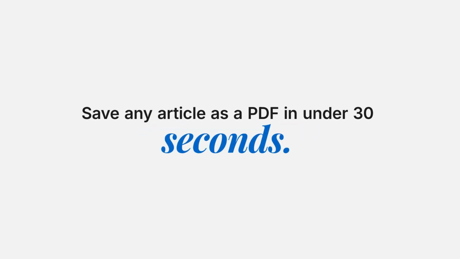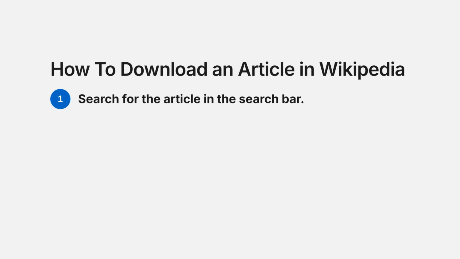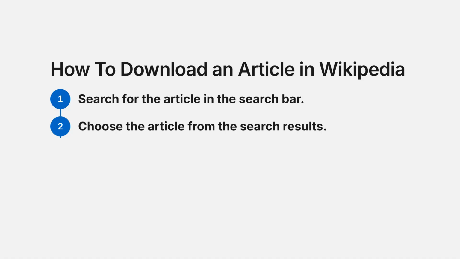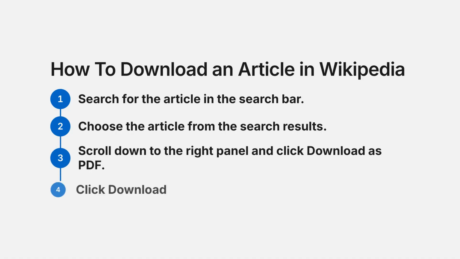Can't find the download button on Wikipedia? Save any article as a PDF in under 30 seconds. Here's the quick process. Search for your article, select it, locate the download option, and start the download.